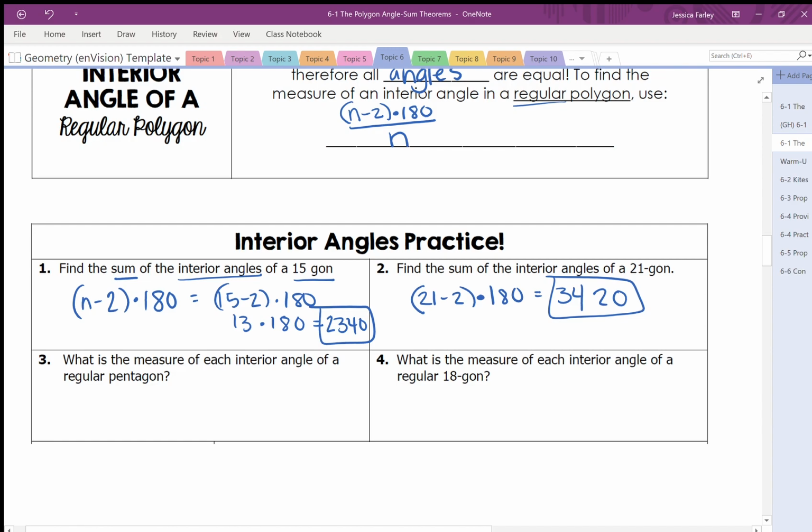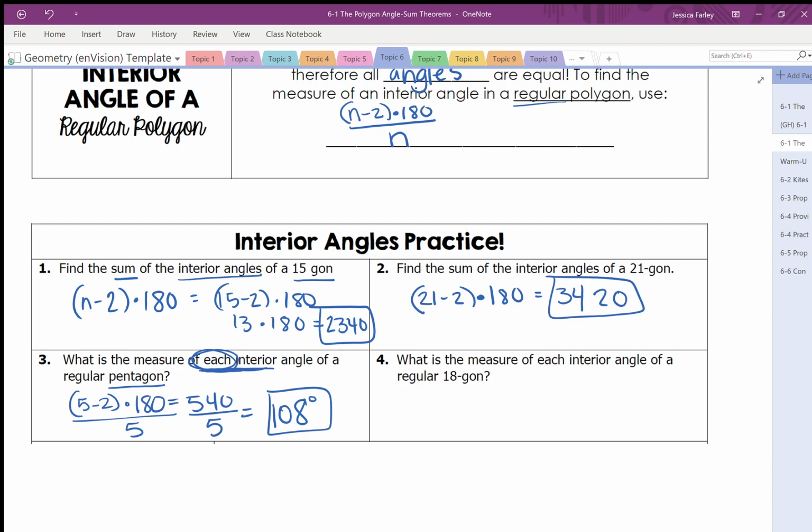And in this next problem, it's asking for the measure of each interior angle. "Each" is the keyword there. So just one interior angle of a pentagon. So let's find the sum of all the angles. 5 minus 2, we have 3 triangles, times 180 equals 540. And we're going to divide that by 5 because we have 5 equal angles, which gives us 108. 108 degrees for each angle.